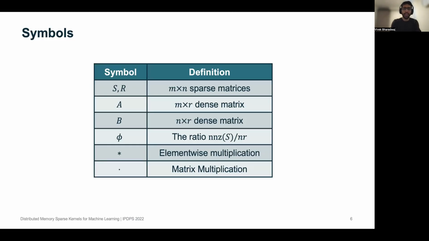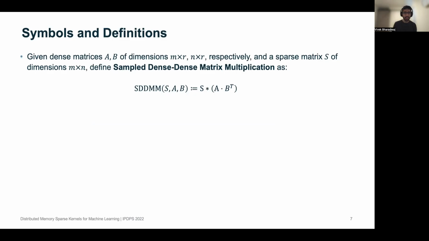I'm going to use the following notation. So S and R here are m by n sparse matrices. A and B are m by R and n by R, respectively, dense matrices. I'm going to define this ratio phi as the ratio of the number of non-zeros in my sparse matrix S to the total number of entries in dense matrix B, which is nR. I'm going to use star to denote element-wise multiplication and a dot for matrix multiplication.